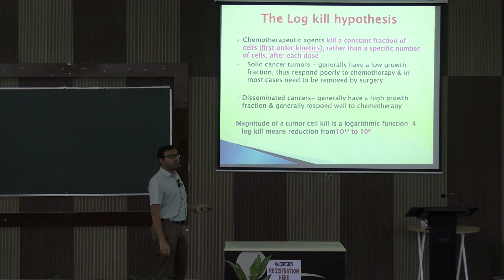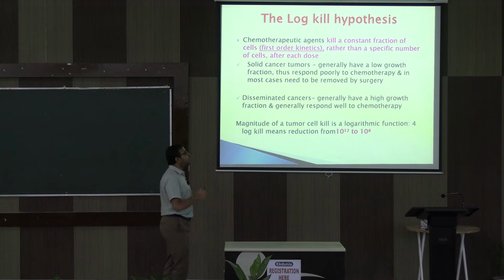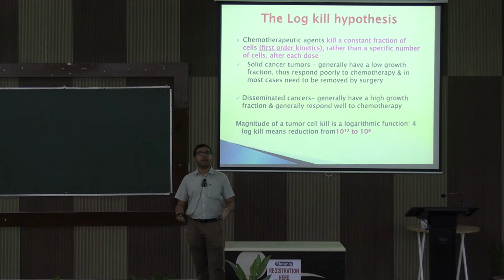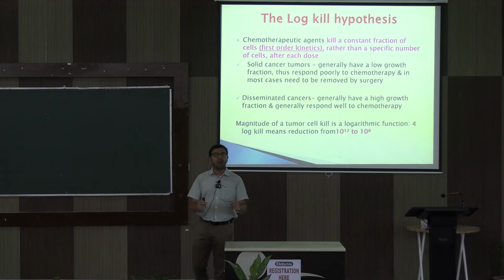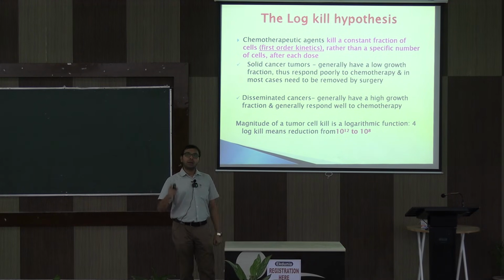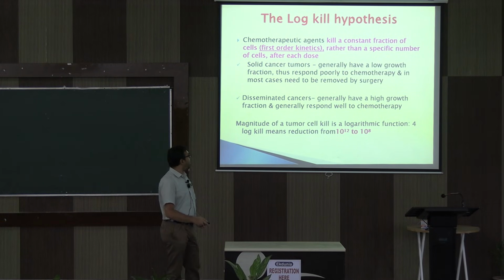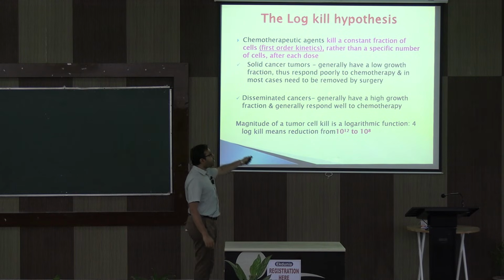Solid cancer tumors generally have a low growth fraction, and thus respond poorly to chemotherapy. Already we have discussed that in most cases they need to be removed by surgery. When there is disseminated cancer, with various metastases or hematological cancer, it has a high growth fraction. So in these cases, the chemotherapeutic drugs also act very well. The magnitude of tumor cell kill is a logarithmic function.